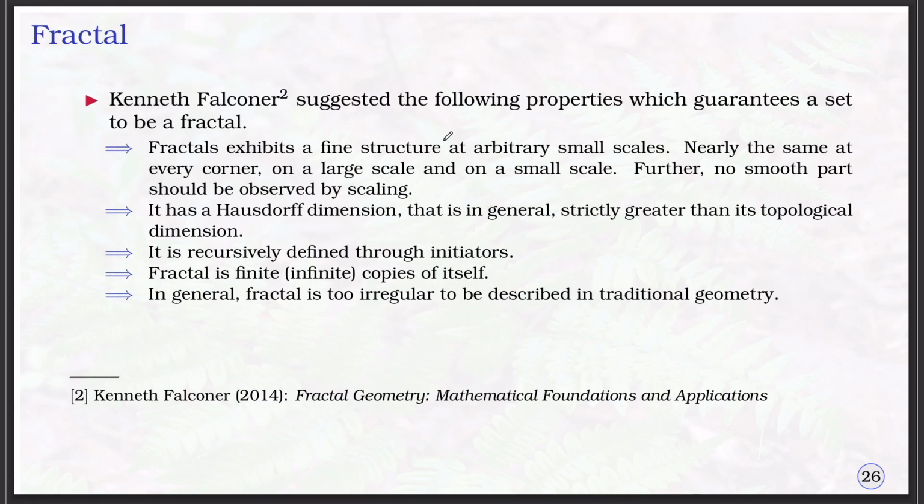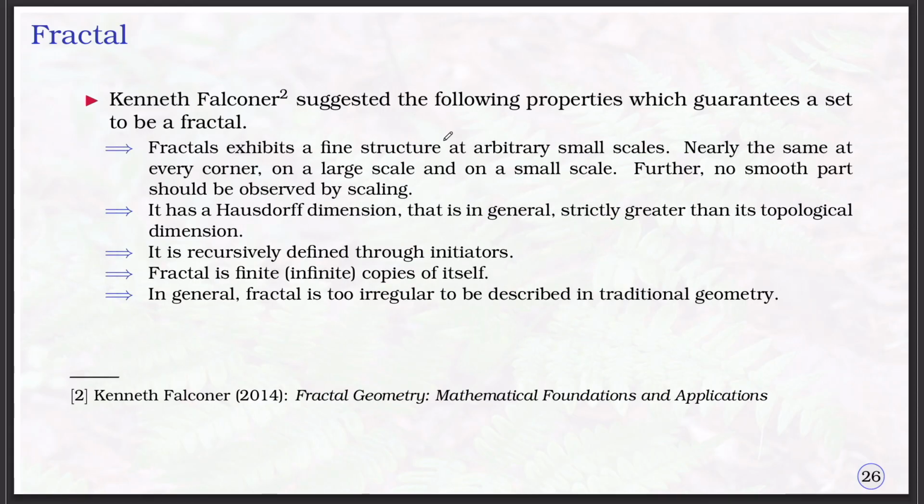Okay. So, based on the self similar property, we define fractals into 2 types: one is regular and the other is random fractal. Random fractals appear mostly in nature. The regular fractal is also known as the deterministic fractal. Based on this, Falconer suggested the following properties which guarantee a set to be a fractal. There are 5 properties. First, a fractal exhibits a fine structure at arbitrarily small scale.